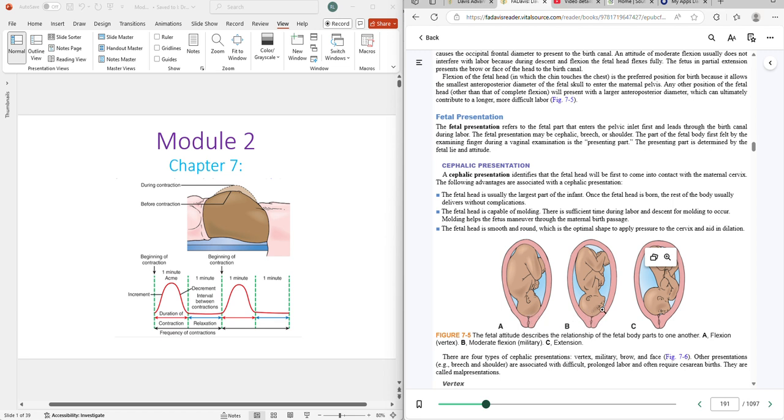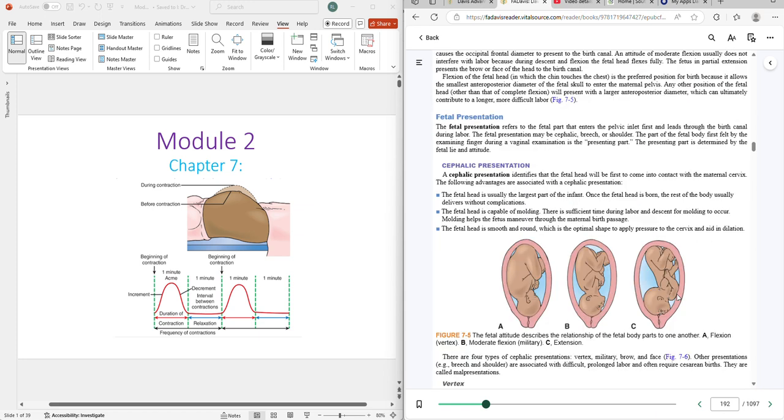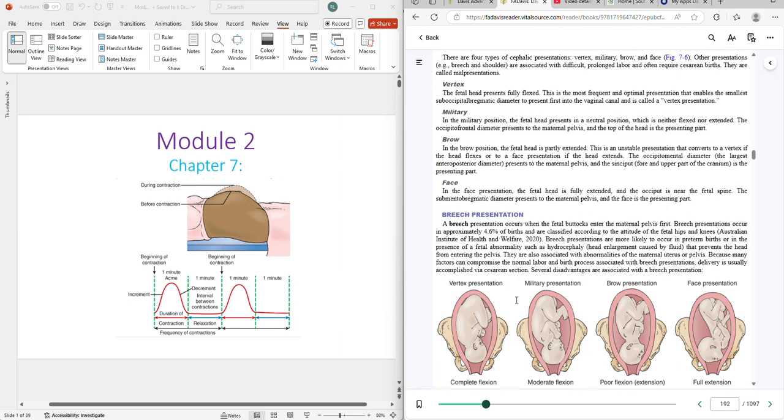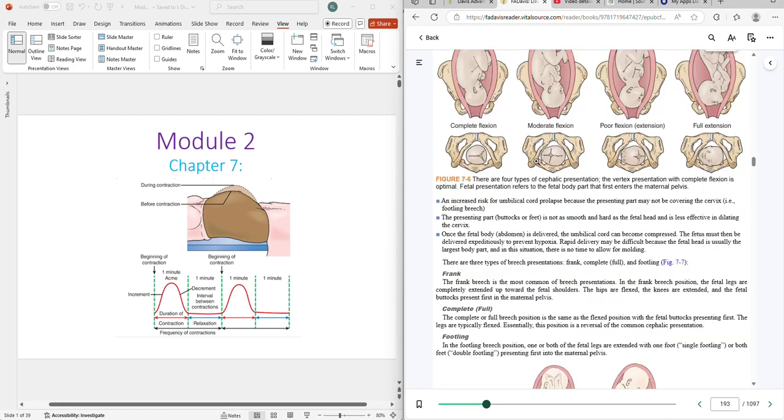The military is where the baby's chin is up, and then the extension is where it's face first. So you just make sure you read through all of those. That is called the cephalic presentation, vertex here. Breech presentation, you know, of course, is when it's the buttocks first, and this is 4.6% of births.